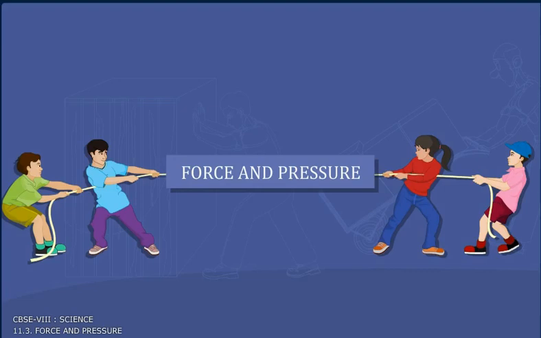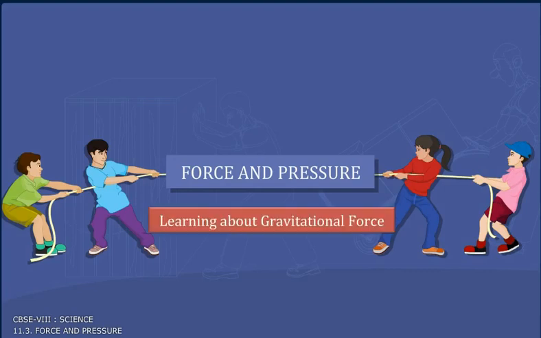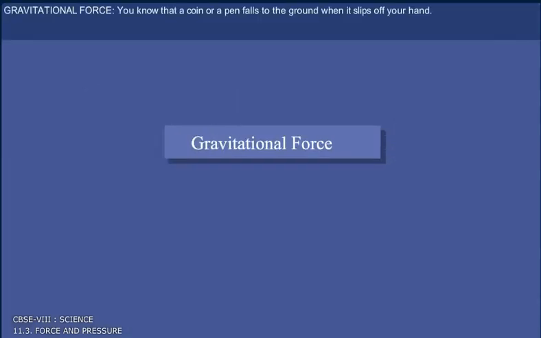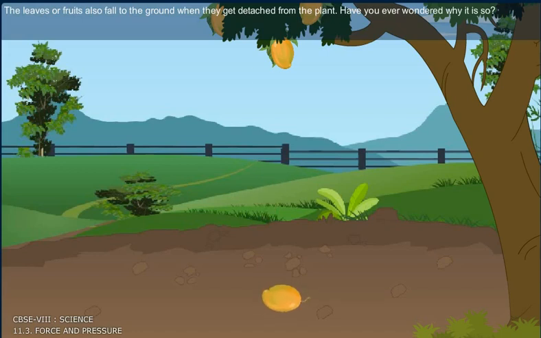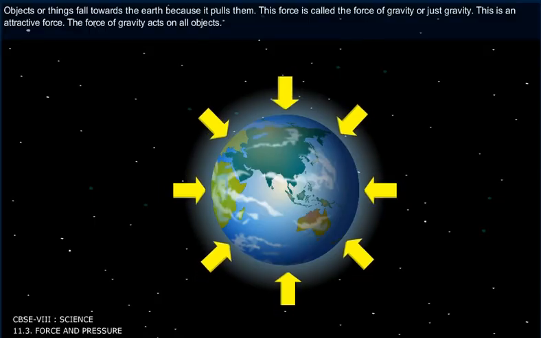And pressure. Learning about gravitational force. You know that a coin or a pen falls to the ground when it is slipped off your hand. The leaves or fruits also fall to the ground when they get detached from the plant. Have you ever wondered why it is so?